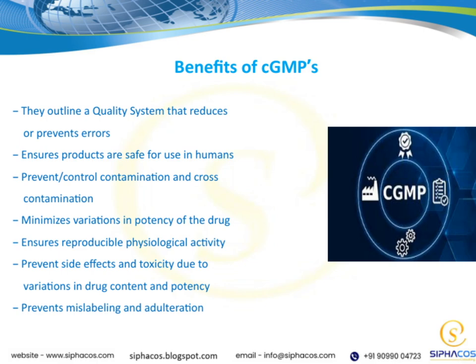Another important point is that cGMPs work to prevent side effects and toxicity that could arise from fluctuations in drug content and potency. By maintaining strict controls, we reduce the risk of adverse reactions. Additionally, these standards help prevent mislabeling and adulteration, protecting patients from potential harm and ensuring trust in the products they receive. Overall, cGMPs are fundamental in maintaining high-quality, safe, and effective pharmaceutical products, reinforcing the overarching goal of delivering reliable medicines to those who need them.